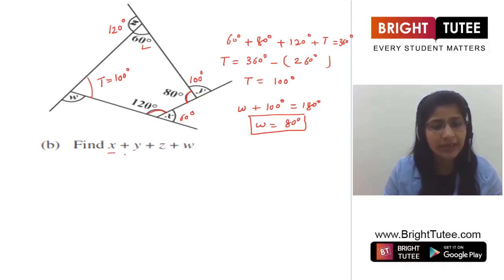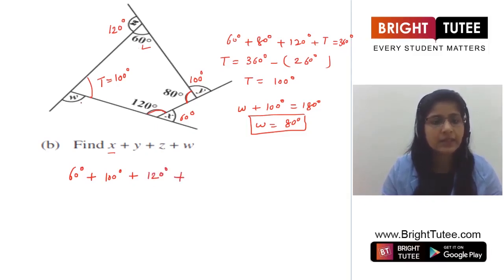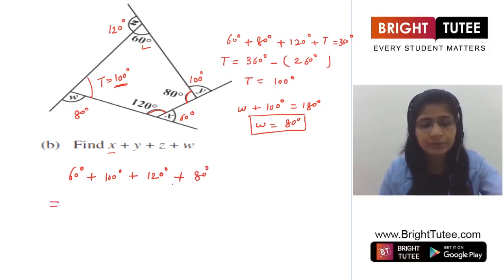So x is calculated as 60 degrees plus y is calculated as 100 degrees plus z is calculated as 120 degrees plus w, that we can calculate as, if this is 100, w will be 80. We calculated it, so it will be 80 degrees, right? We have to add these now. So we will get 360 degrees.